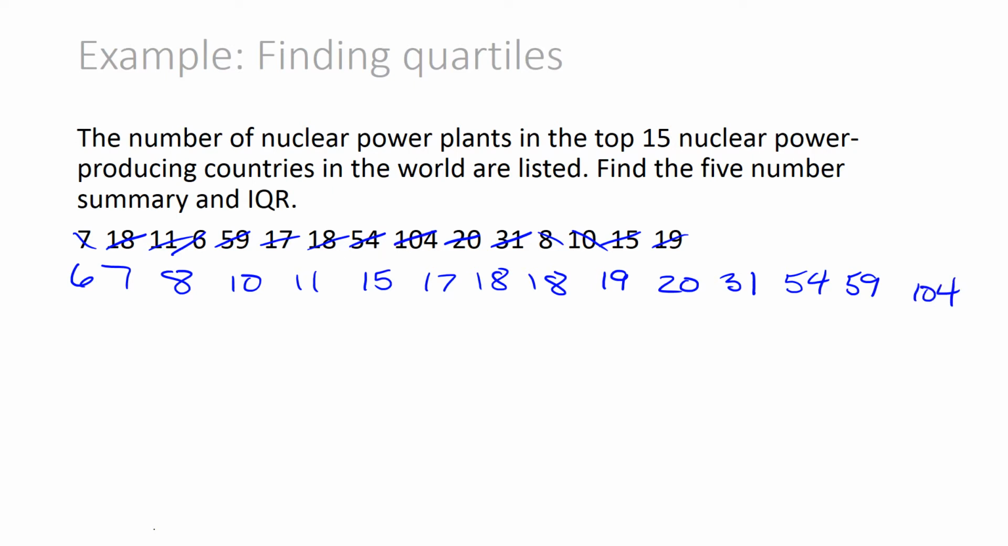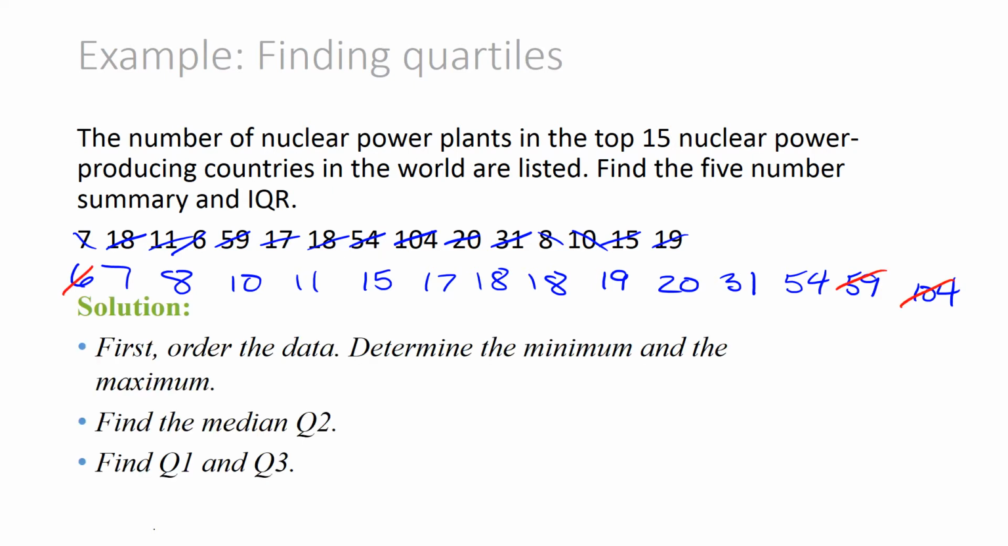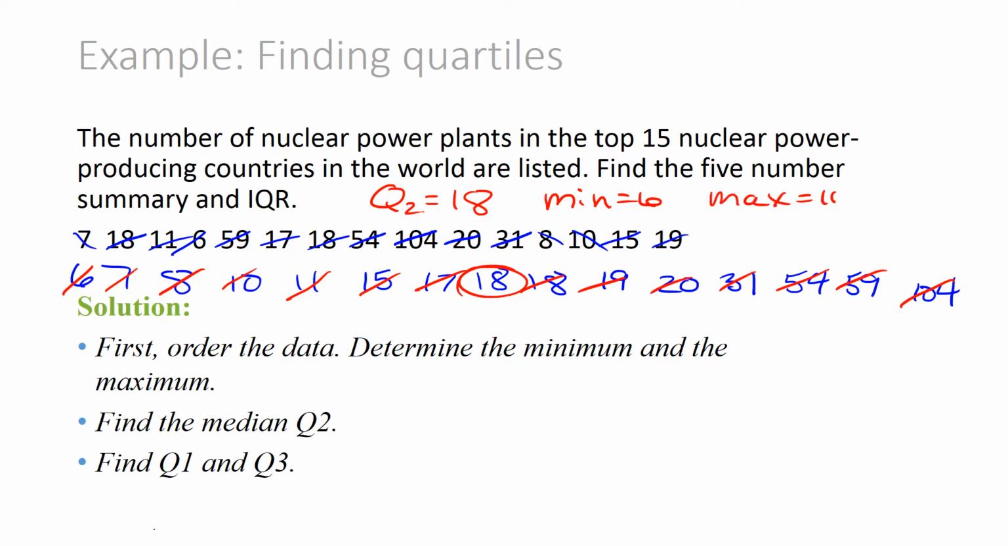Okay, so now that I want to find the median, I'm going to switch pen colors, and I'm going to start from the edges, marking them off one side at a time till I get to the middle. And so my median, or my Q2, is 18. I also have that my minimum is 6, and my maximum is 104.